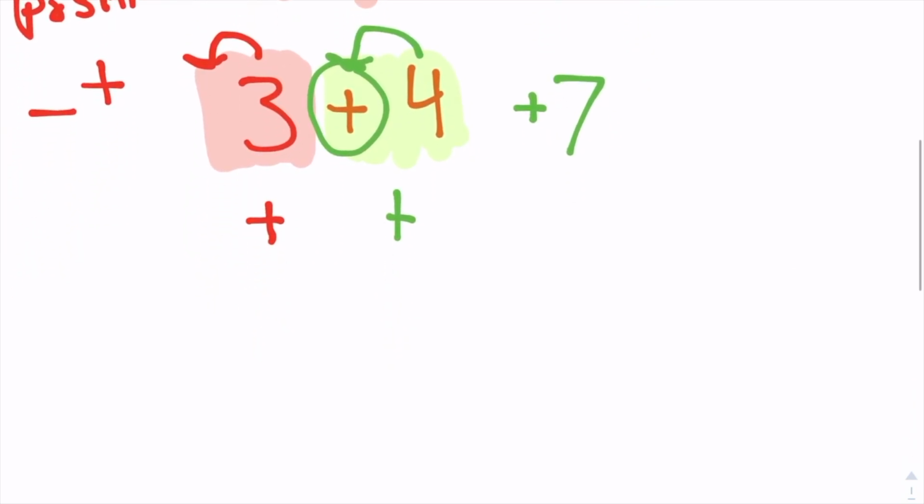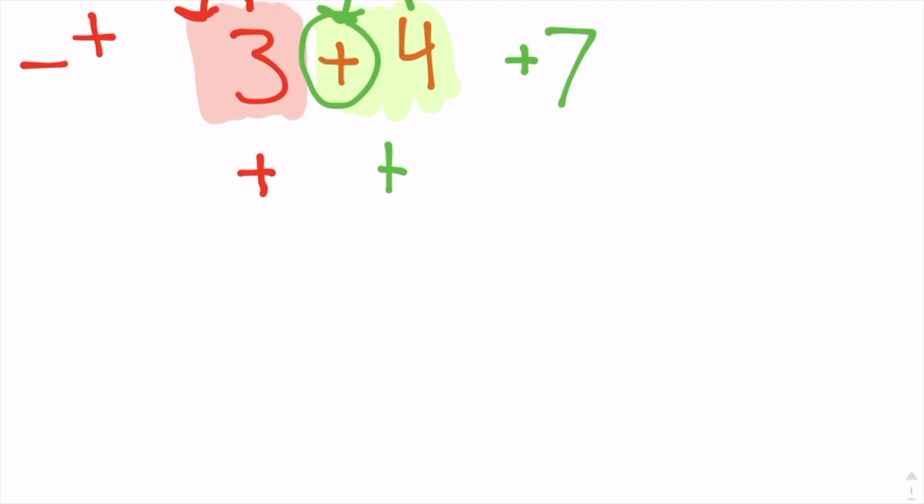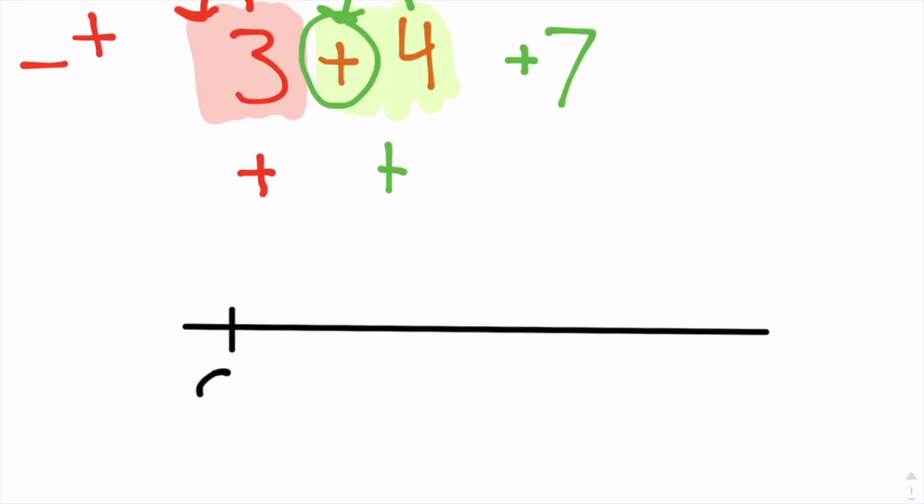Now, I did mention that there is another way to look at these types of problems, and that way is looking at a number line. So I'm going to go ahead and draw myself a number line, put 0 here. So it tells me that I need to go out 3 spots to begin with. There's my 3, so I'm going to go out 3 spots: 1, 2, 3.